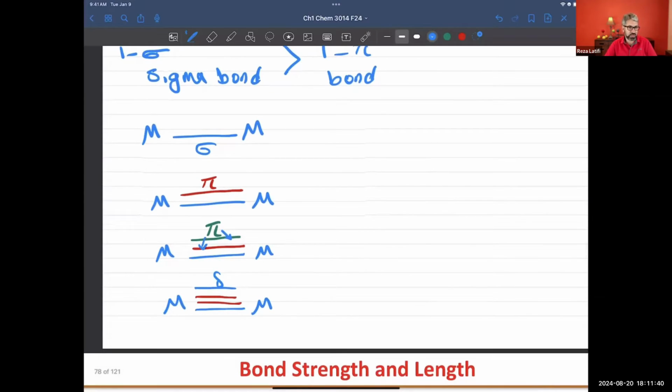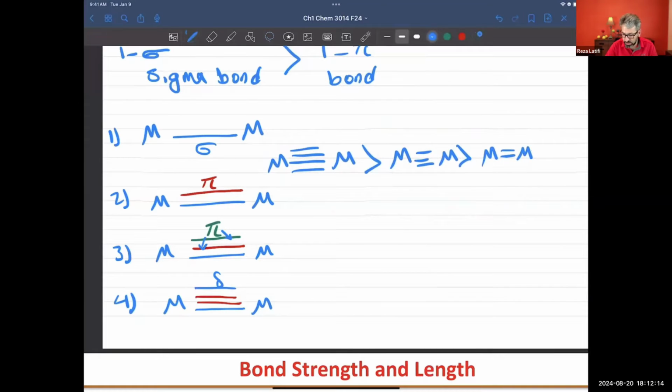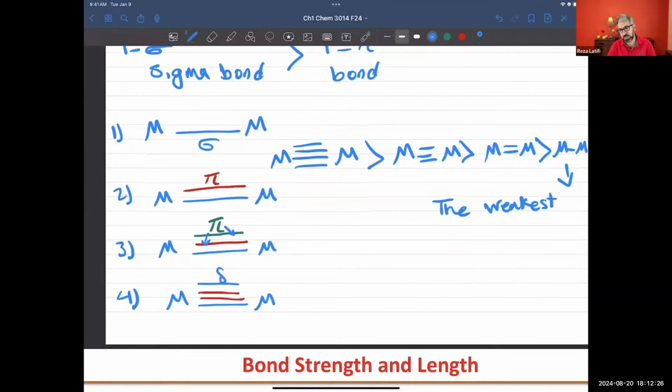As the order goes up, bond will be shorter. So let's call this one 1, 2, 3, 4. Which bond is stronger? I'm going to say the quadruple is going to be stronger than triple, and that one stronger than double, and the double is going to be stronger than a single bond. So that means the single bond will be the weakest bond, and also will be the longest bond.